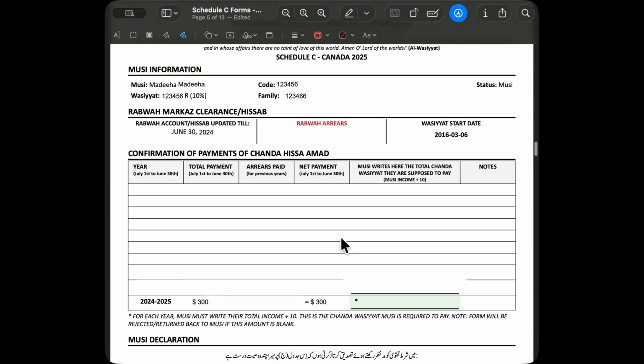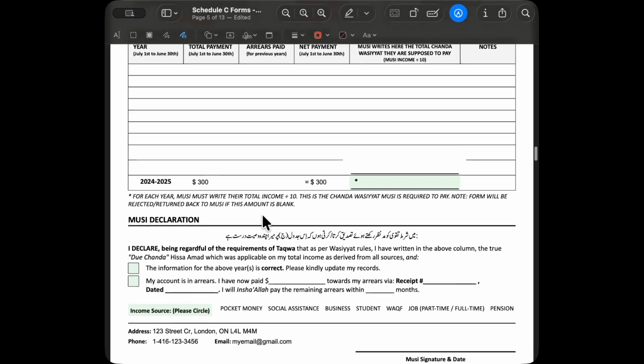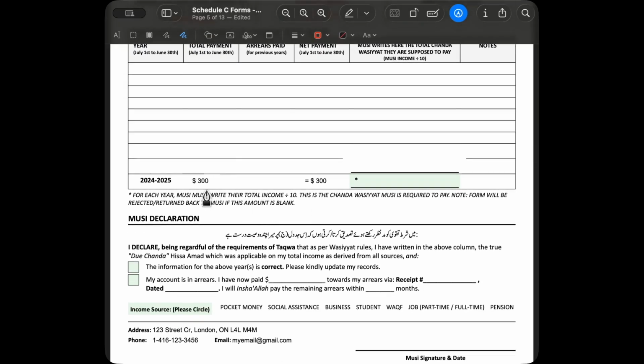In the next form, this is a form from a Lajna. Here it's clear, there's no arrears. Here, this member or this Musia had paid $300. Now, majority of housewives who have no source of income, like they are not on social assistance or they don't have pension and they're just receiving pocket money, the minimum amount they are supposed to pay is $300. So she has paid $300. She will write down 300 as her budget. And this would mean that she would have no arrears and no excess. And here, she will say, yes, my information is correct. And then next, for the income source, she will circle pocket money.